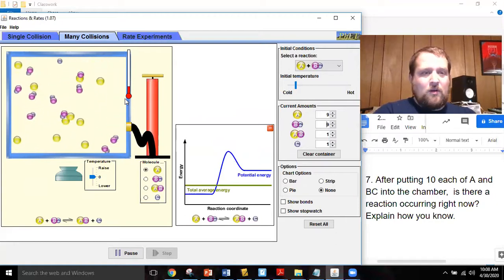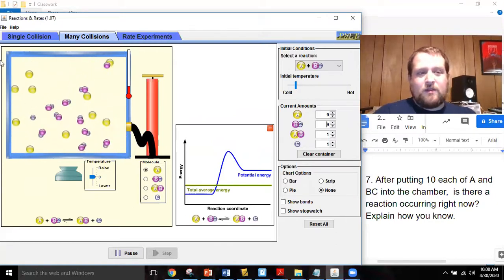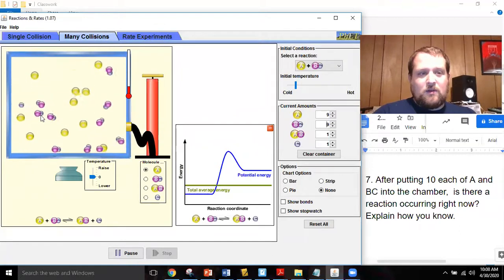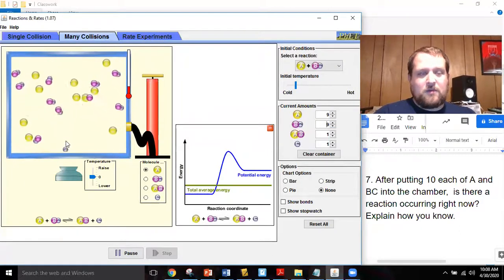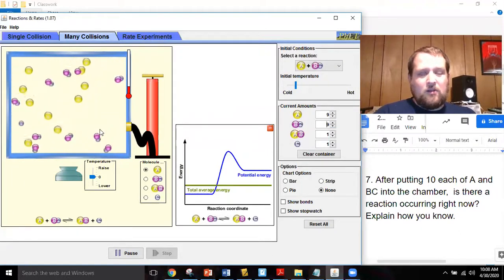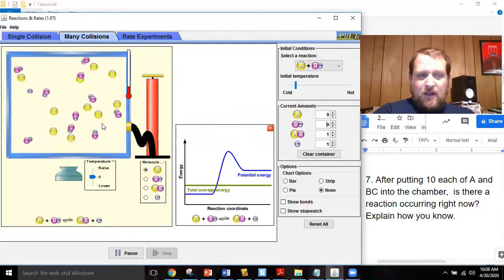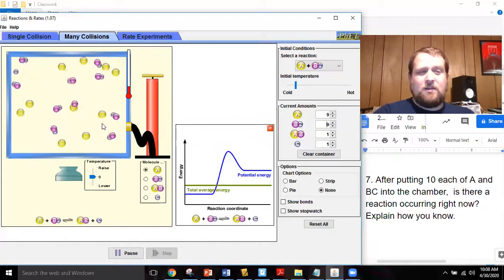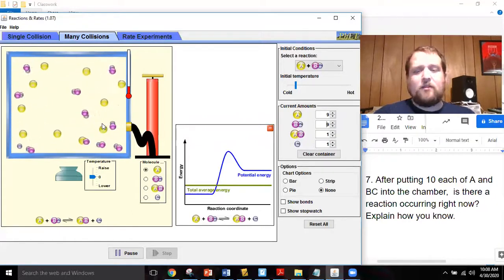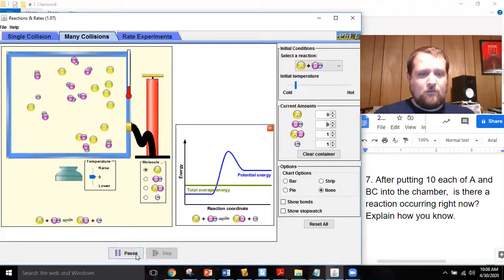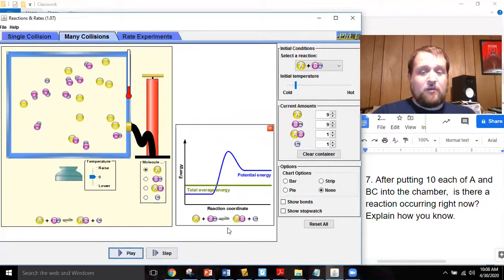So one thing I notice is there's one little C bouncing around free. You can think about what that means. Did a reaction happen? Are reactions continuing to happen, etc.? So that was 7. Is there a reaction occurring? Explain how you know.